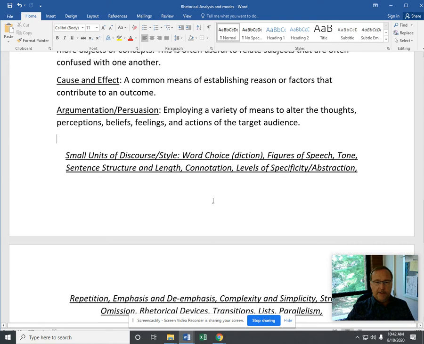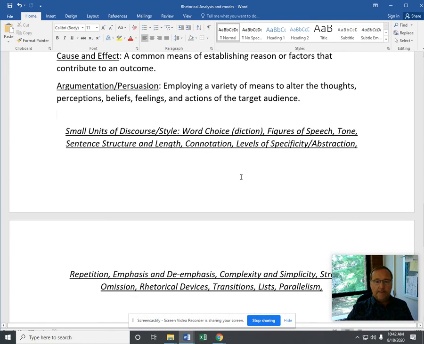Let's move on here to the small units of discourse. These are some words that we're going to be focusing on, and I'll expect you to know what they mean and to be able to use them in your analysis. Diction is one of those things. Word choice. We have lots of different words to choose from.